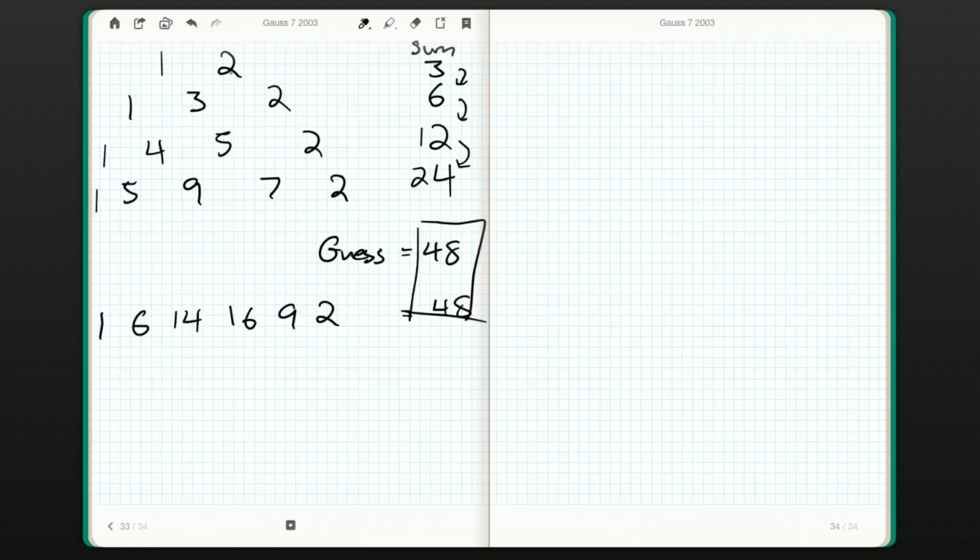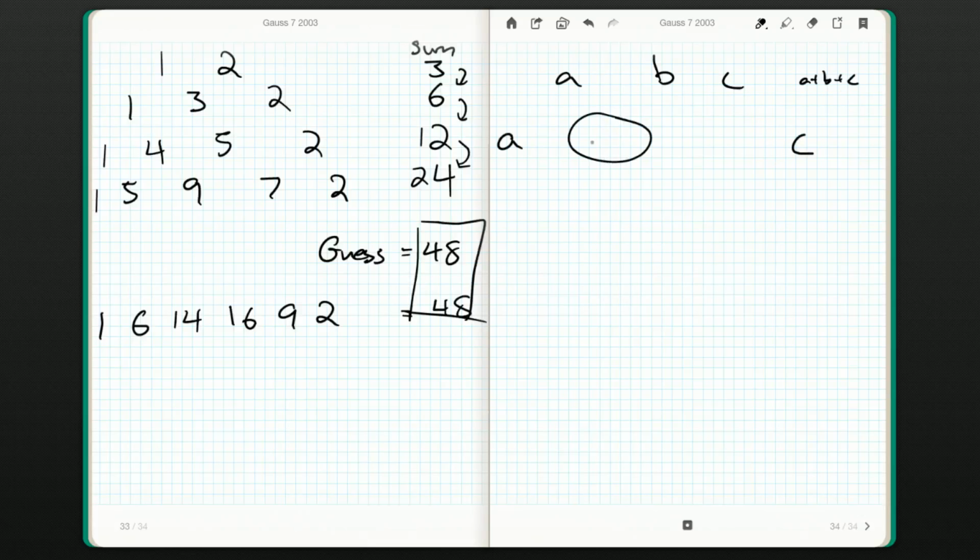what's going on here? If my previous row is something like A, B, C, its sum is A plus B plus C. Okay? Now, what happens? I duplicate the first number, the numbers on the ends, and then I say, well, this next number, this one right here, is the sum of the previous two numbers. And this number right here is the sum of the two numbers above it.